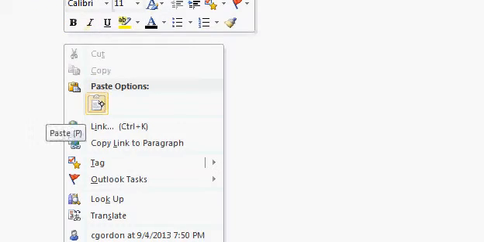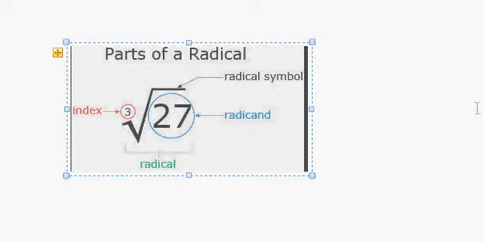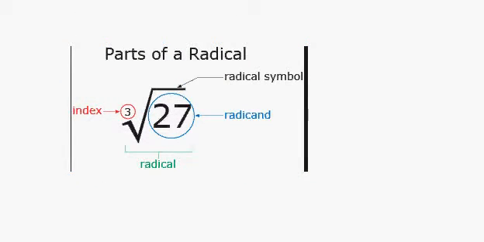Okay, let's look at the parts of a radical. You can see here, this is talking about taking the cube root of 27. The cube root is identified by this number 3 here, and that's what they refer to as the index. The 27 is the number under the radical sign, so that's referred to as the radicand, and this is the radical symbol, kind of looks like a check mark, as I've heard some of you refer to it. And that's the parts of a radical.